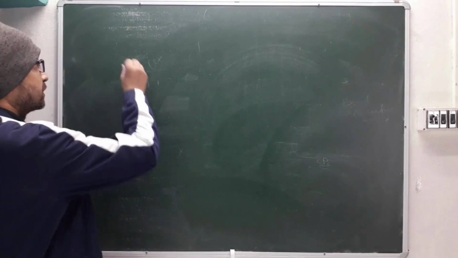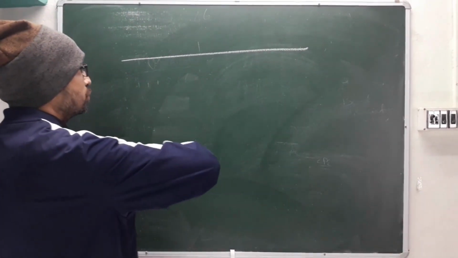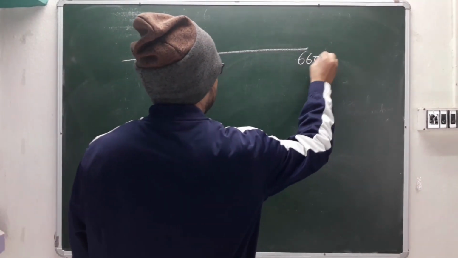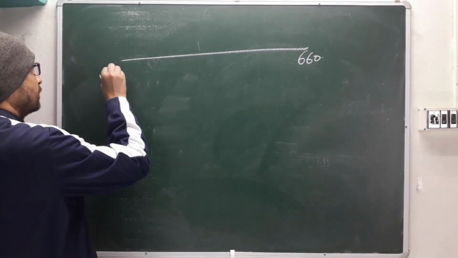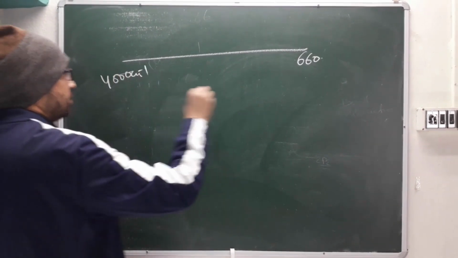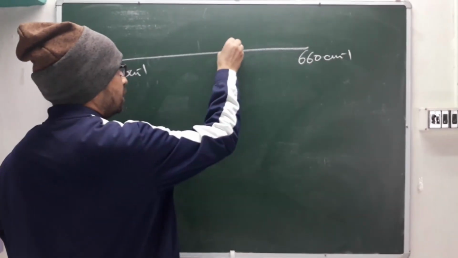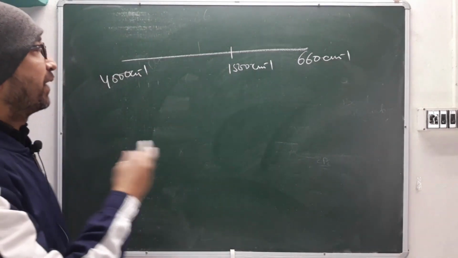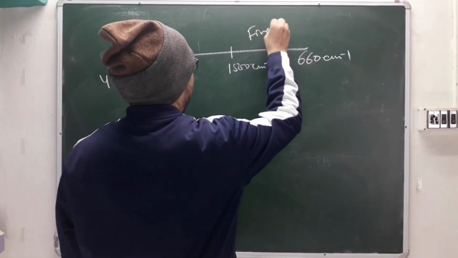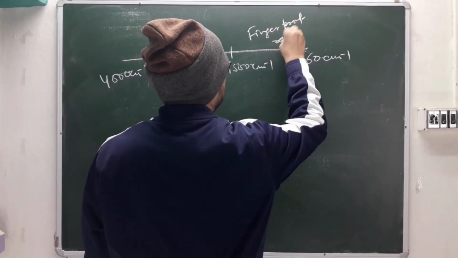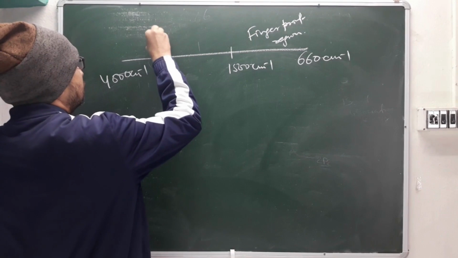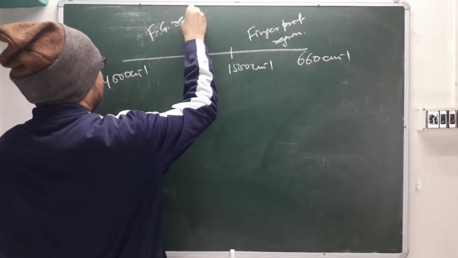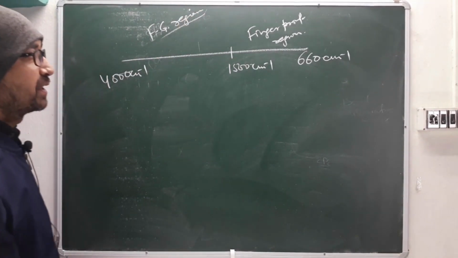So before that, we will divide the IR radiation into two subdivisions. One is from 660 to 4000 per centimeter. Here also it is per centimeter. In between, it will be 1500 per centimeter, so it has been divided into two parts. This we call the fingerprint region, and this we call the functional group region, or stretching frequency region. So this is the functional group region and this is the fingerprint region.